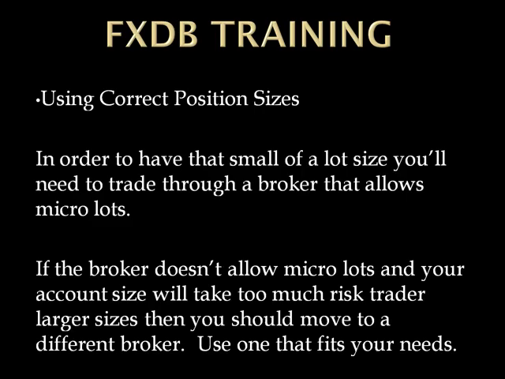Now, in order to have that small of a lot size, you'll need to trade through a broker that allows micro lots. If the broker doesn't allow micro lots and your account size will take too much risk to trade in larger sizes, then you should move to a broker that will fit your needs. Move to a broker that will allow you to manage risk the way that you want to. If you have a $1,000 account and you're taking large stop losses at $1 per pip, then obviously you're going to be taking on more risk than you could with maybe taking a micro lot and multiplying those, where you can get your risk management to where you want it to.